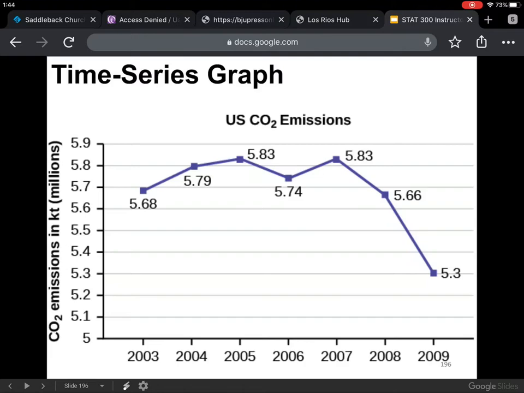A time series graph will always have dates along one of the axes. So in this case, we have 2003 through 2009, and then it says CO2 emissions in kilotons, in millions, I would take it. Well, it looks like overall, in the past couple decades, if we will, we're on a downtrend here. So time series graph, how things are changing over time.